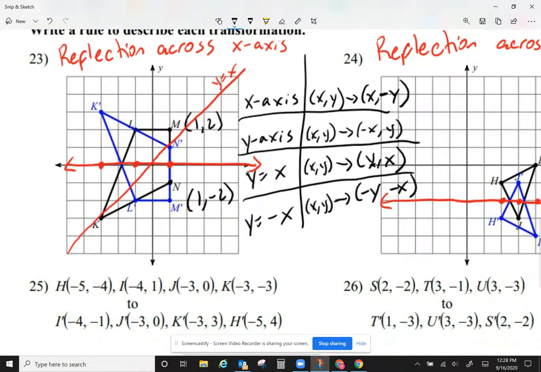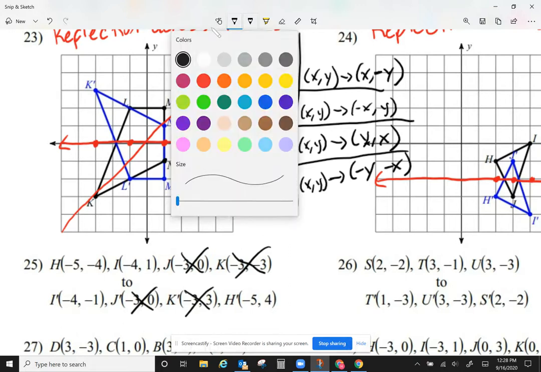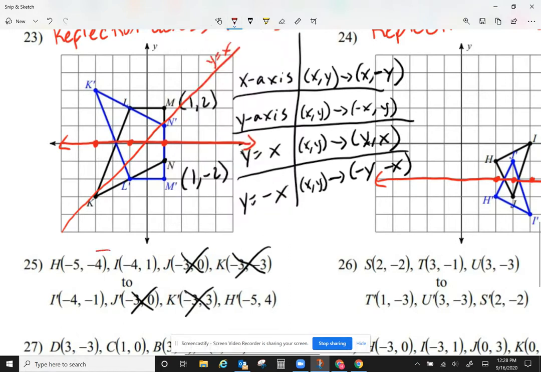So let's take a look. I'm not going to follow point K because I see that I'm using the same number, so I don't know if the numbers are going to switch order or not. So point K is not a good point to follow. Let me cross out K and K prime. I'm not going to follow point J because there's a 0 in it, and I don't know if 0 changes sign or not. So point J is not a good point to follow. I'm going to follow the other points. For this case, let me follow the point H.